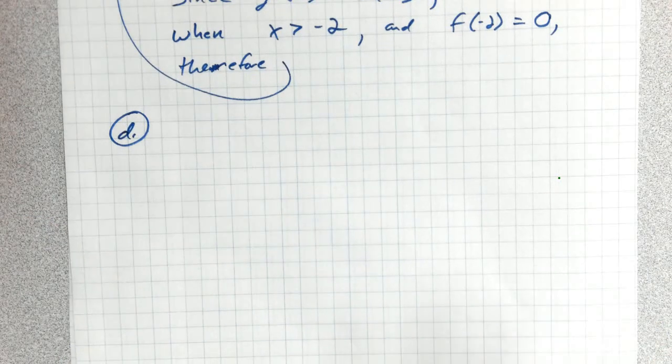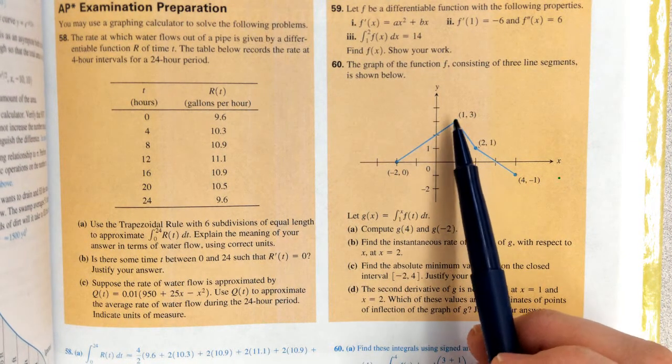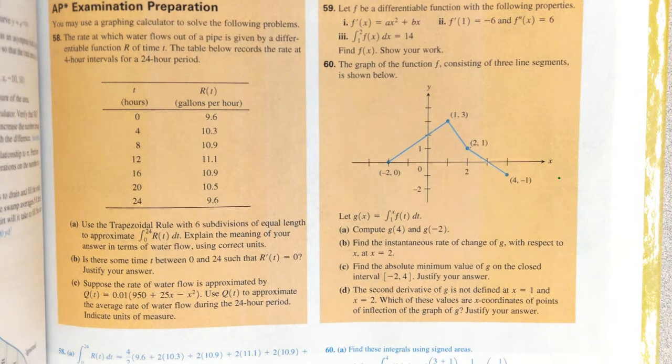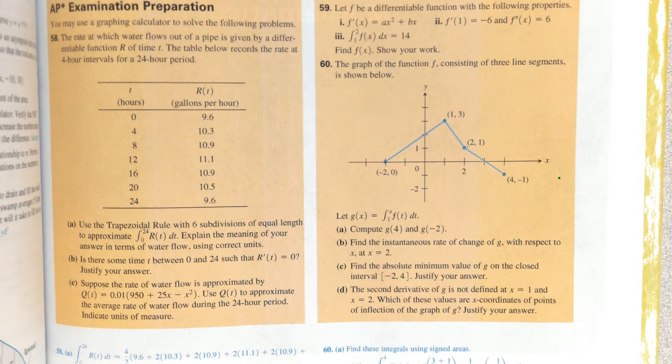Part D says the second derivative of g is not defined at x equals 1. Quick confirmation. Yeah, no, that's right. We got a corner there. So the second derivative of g would be the derivative of f. Okay. So then it says and x equals 2. Which of these values are x coordinates of points of inflection of the graph of g? Justify your answer.